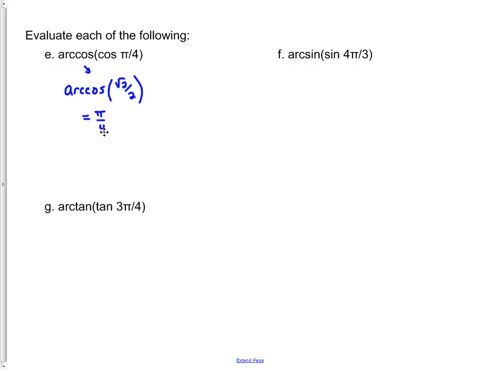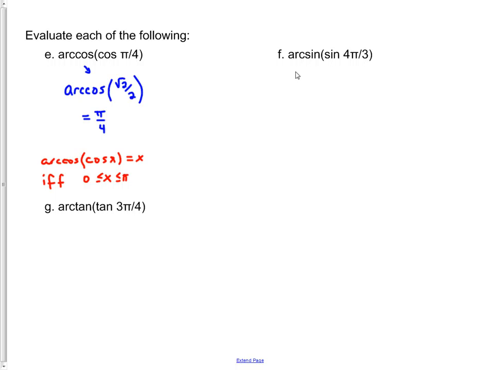So this is an example of the situation in which, if we were to take the arc cosine of the cosine of some angle x, we would just get x. The two would undo each other if and only if x is an angle on the interval from 0 to pi. So what happens if we get outside of that? Let's try this next one right here.